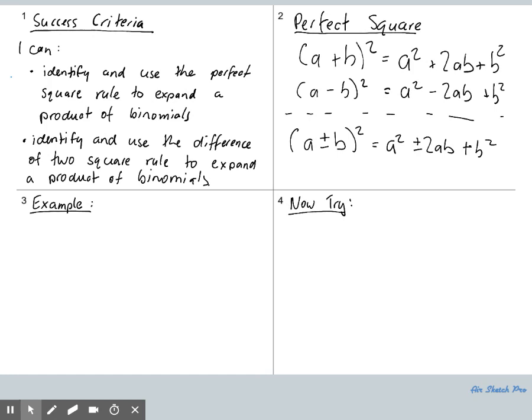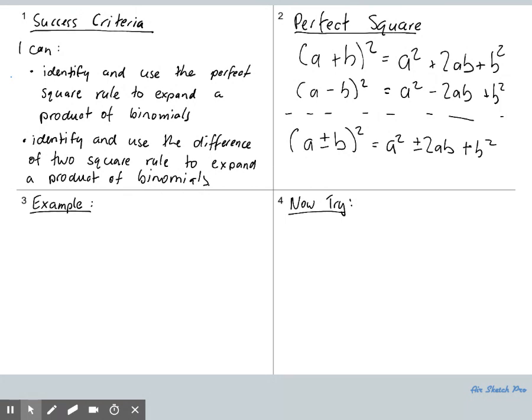So whatever the sign is between the two numbers or terms in the binomial, you follow that sign through to the middle term, but the squares are always positive for the perfect square. Any questions? Sorry, I said any questions and went on straight away. No? Okay. Let's see that in action.